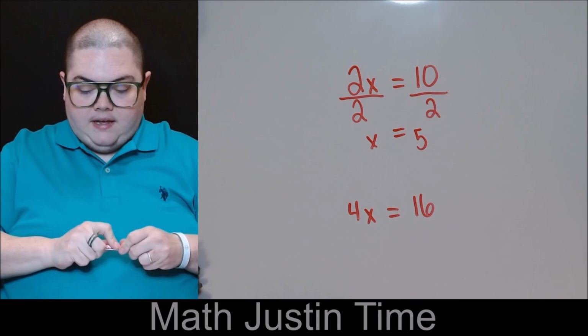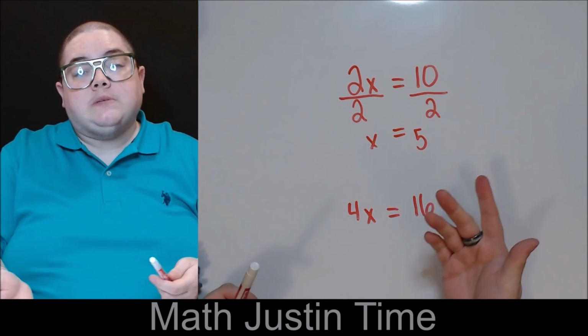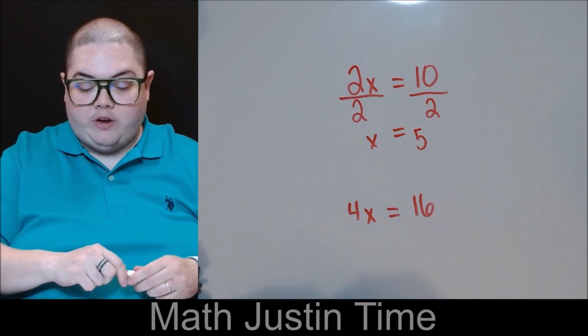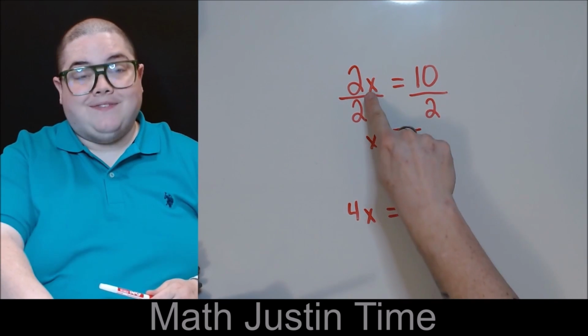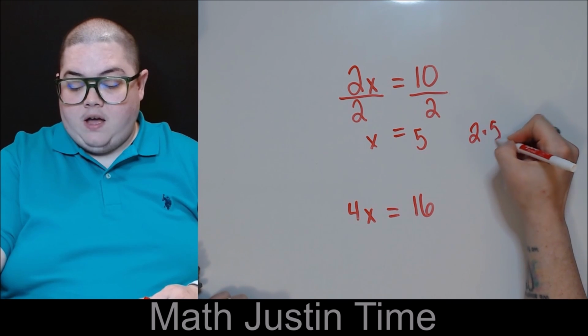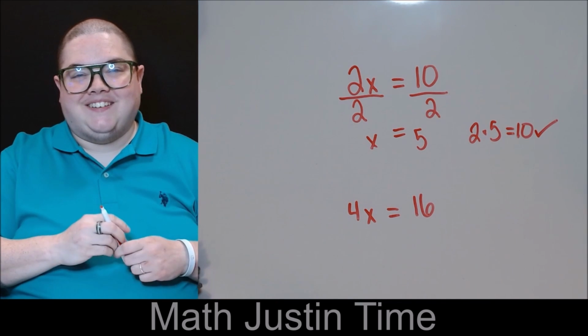And so, just like whenever we had addition and subtraction, we can always plug it back in to see if we got the right answer. So if our original question was 2x is equal to 10, and we plug 5 in, we would be saying 2 times 5 is equal to 10. And this is right. Very good.